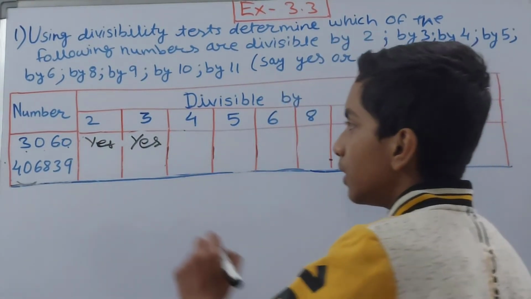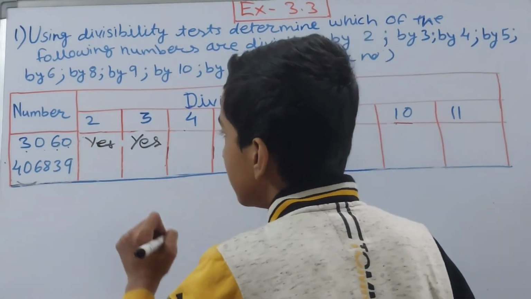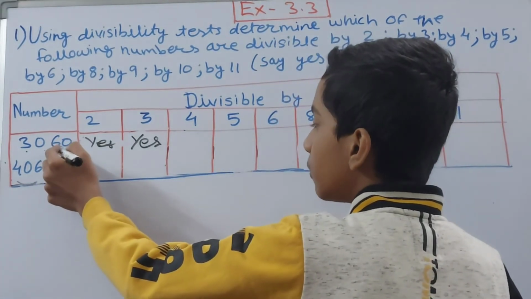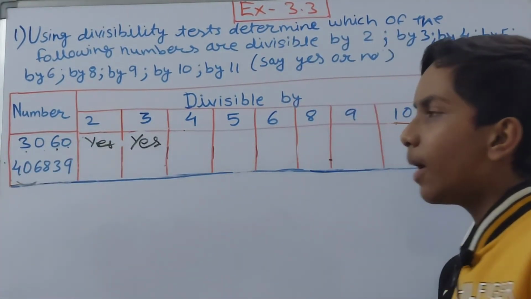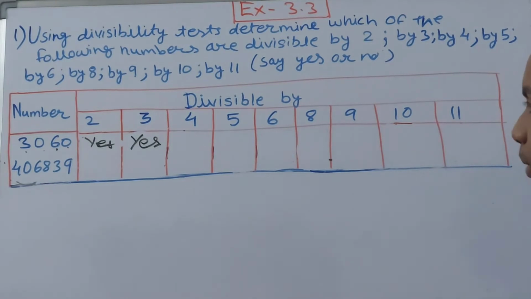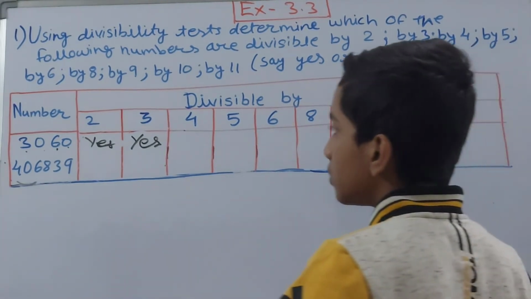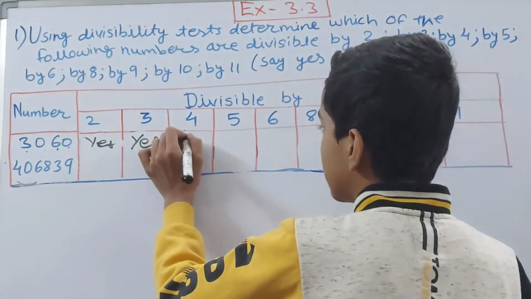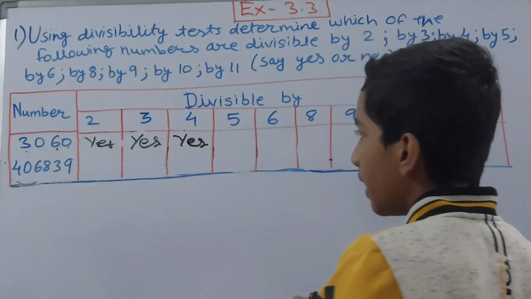Now for 4, we look at 60. Will 60 go by 4? 4 and 2, yes, it will go by 4. How many times? It will go by 4, 15 times. So yes, this number will also be divisible by 4.